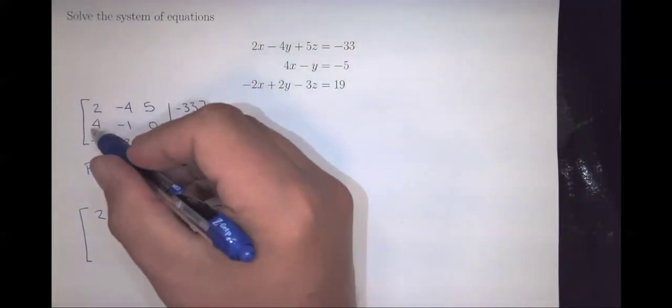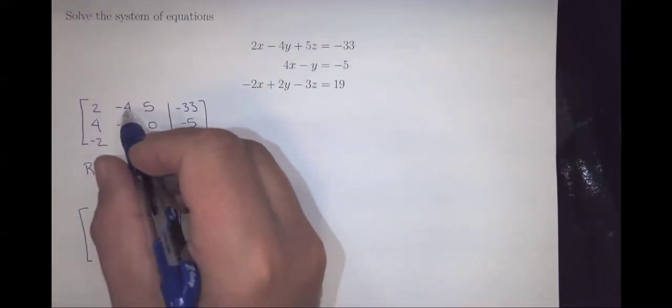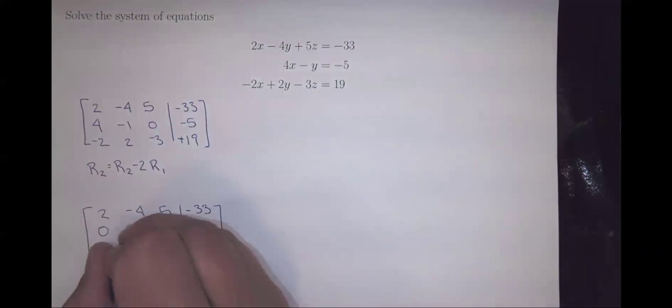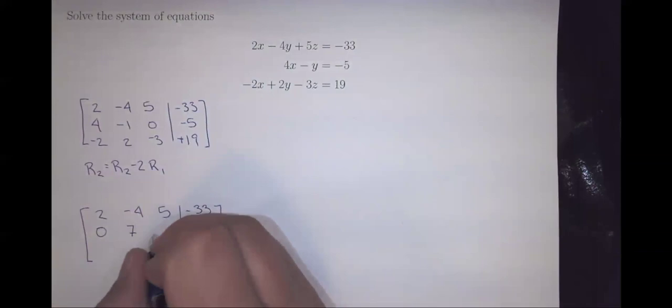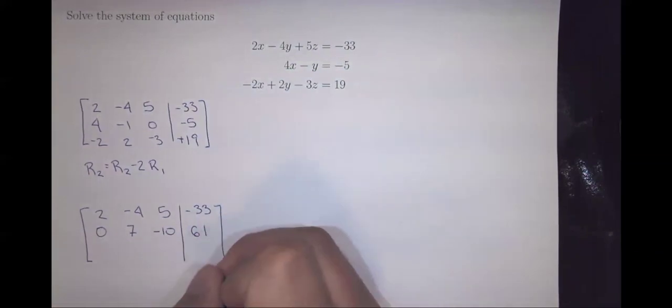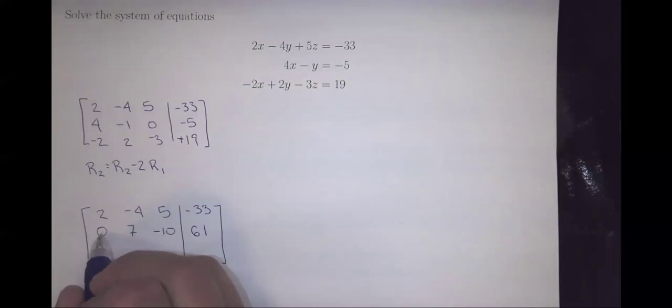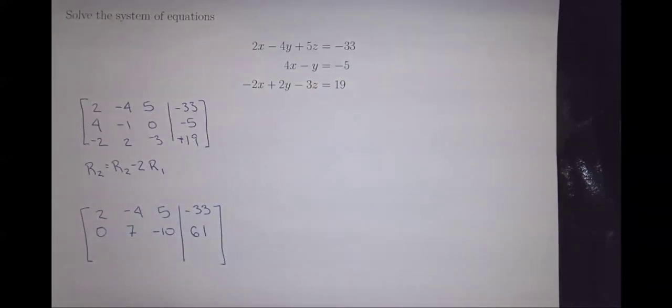And then we'll take 4 minus 2 times 2 is 0. -1 minus 2 times -4 is going to be positive 7. 0 minus 2 times 5 is -10. -5 minus 2 times -33 is positive 61. So we've got our 0 in row 2, column 1. We need to get our 0 in row 3, column 1.